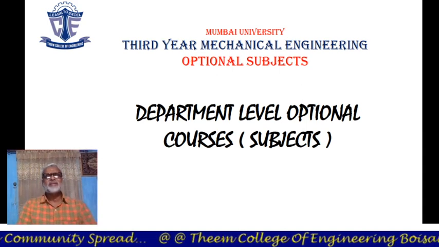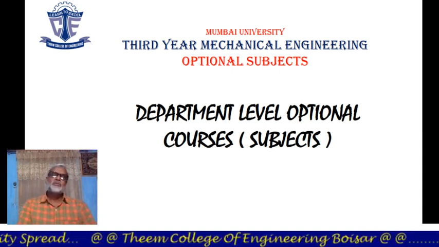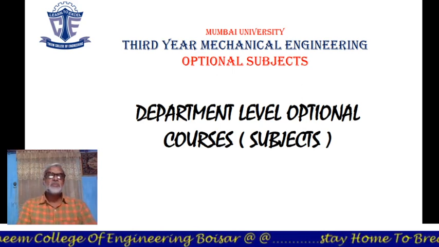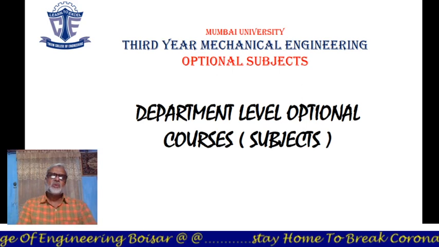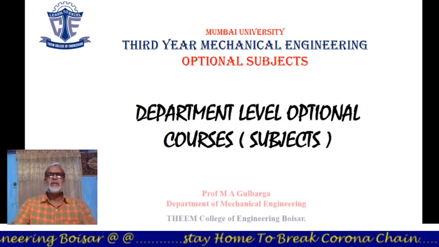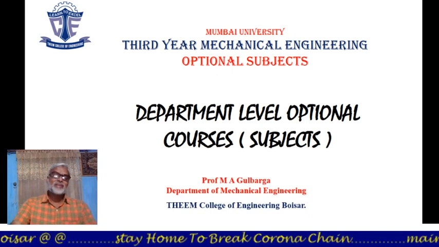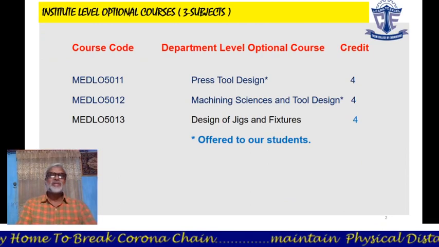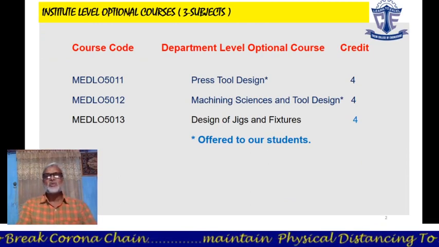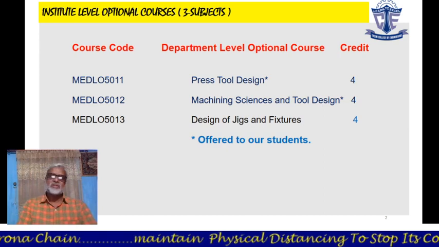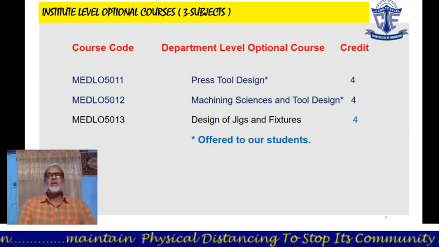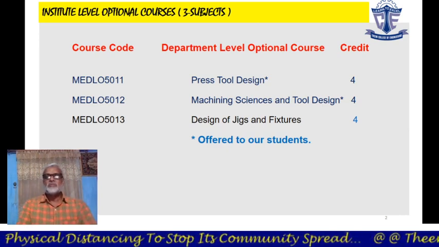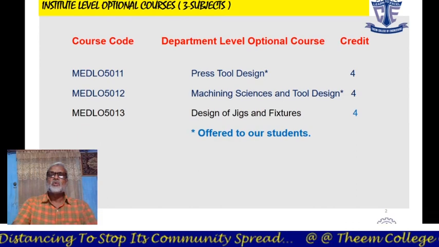That is similar to production process 1, 2, 3. Out of all those production processes, the process is chosen as a particular skill subject. We'll go through them one by one so that you will understand the procedure and syllabus of the subjects. So here are the three subjects: press tool design, machining sciences and tool design, and design of jigs and fixtures. But at our college we are offering only two, press tool and MSTD, machining sciences and tool room designs.